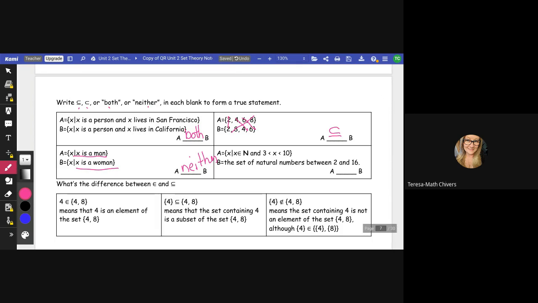All right, A is the set of all natural numbers between 3 and 10, not including them. That would be the numbers 4, 5, 6, 7, 8, and 9. B is a set of natural numbers between 2 and 16, so that's 3, 4, 5, 6, 7, 8, 9, 10, 11, 12, 13, 14, 15. All of these numbers are in here, so it's definitely a subset, and it's not equal to it, so it's a proper subset. So this one will use both.